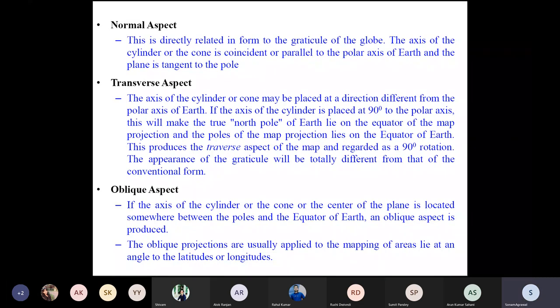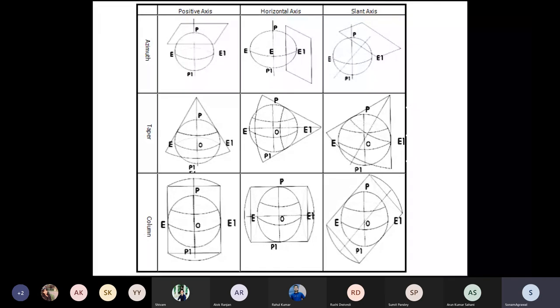So the answer is like this. See the last one. Cylindrical projection. So this one is the normal. The first one is the normal aspect. Second one is the transverse aspect. And third one is the oblique aspect.